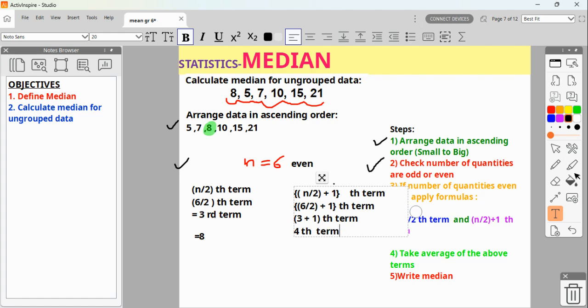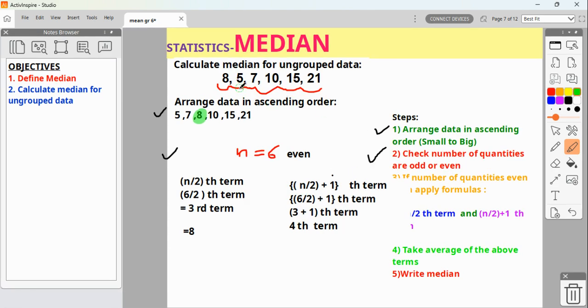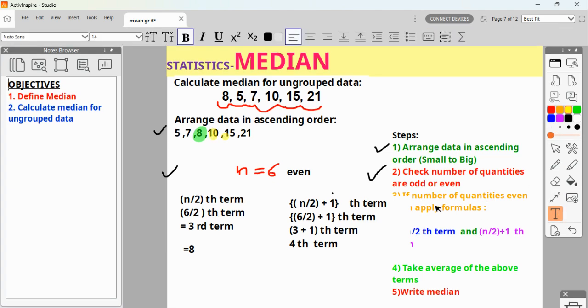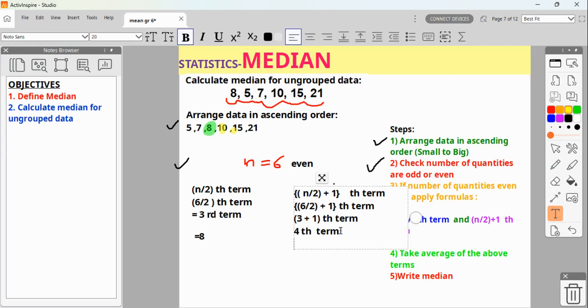So what is the fourth term in our data? We can check in our arranged data. We will not check the third or fourth term in the question given. We will check where we have arranged data, in arranged data where we have done it in ascending order. So the fourth term here is 10. So here I can write fourth term is equal to 10.